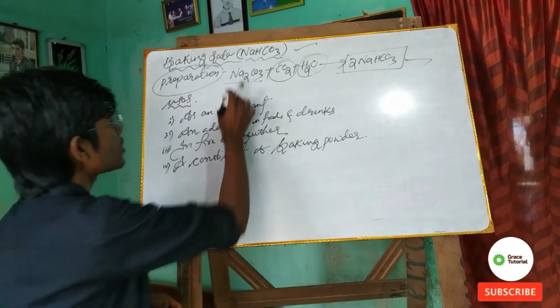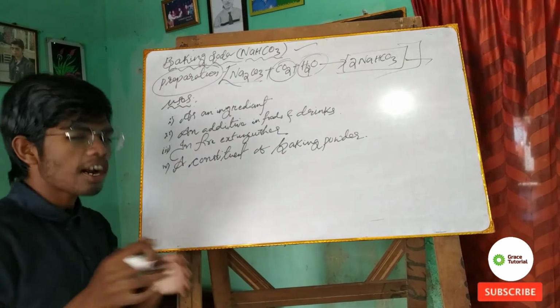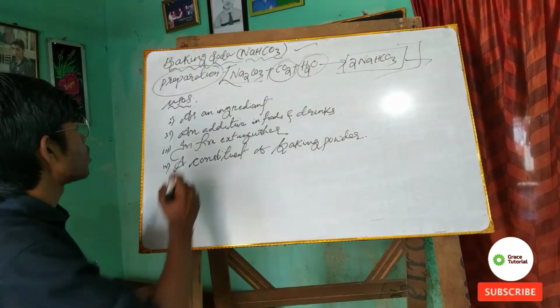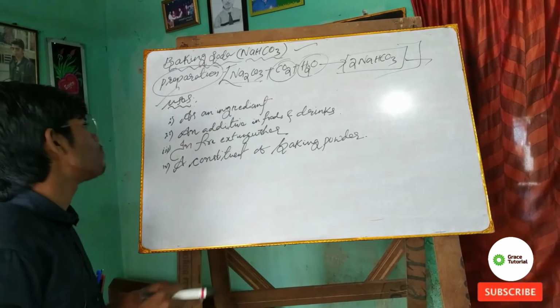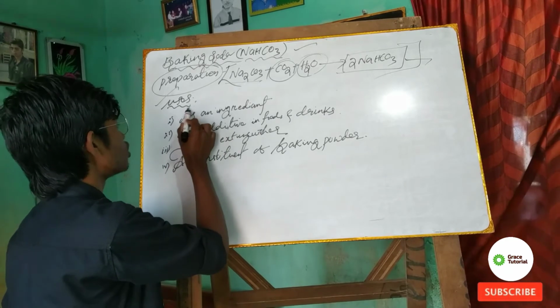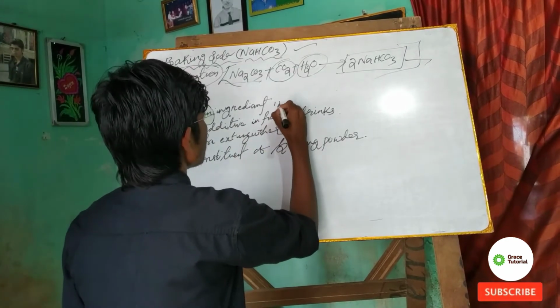Well, this is the reaction for the preparation of the baking soda, and you need to remember this reaction, which is very important. Now at last, let us discuss the uses of this baking soda. The baking soda is used generally as an ingredient in the antacid.